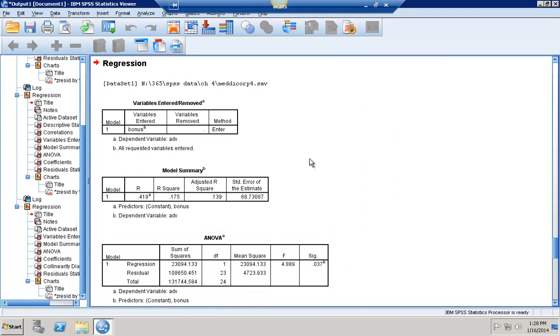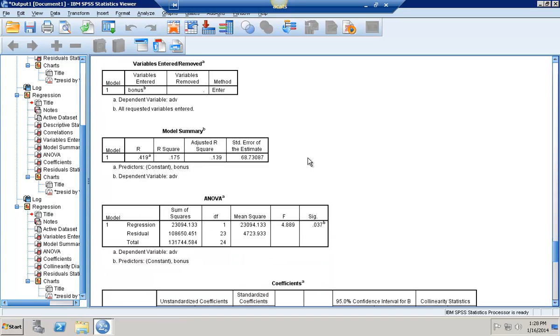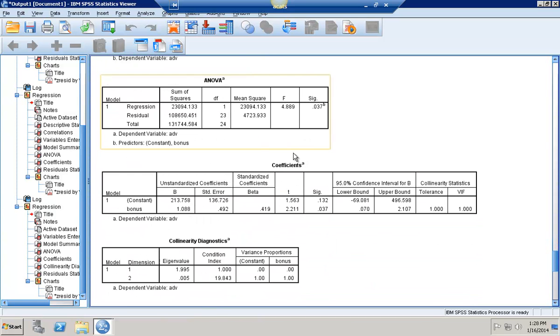Then I'm going to scroll down, and I see this, go over to the collinearity statistics. So I'm looking at this model down here, which is regressing bonus on advertising. My dependent variable is now advertising, my independent variable is bonus, and my VIF here is 1. So that doesn't really indicate a problem.